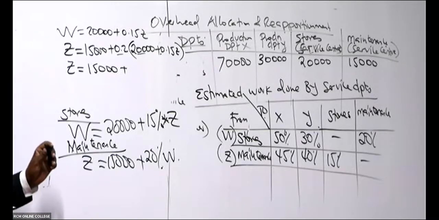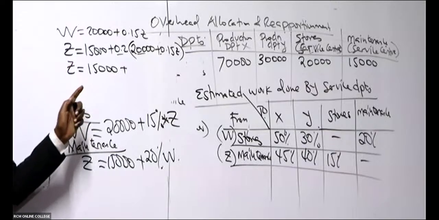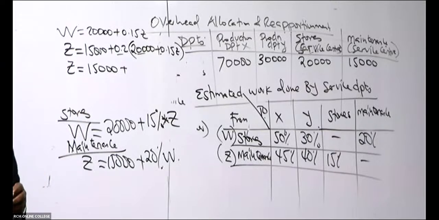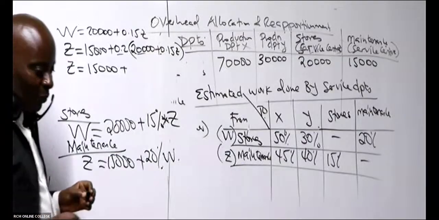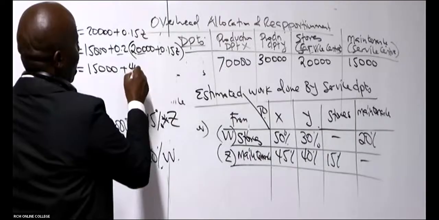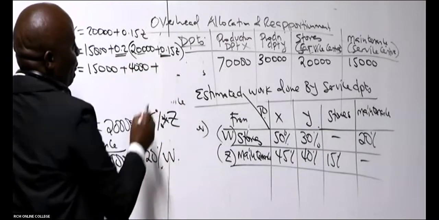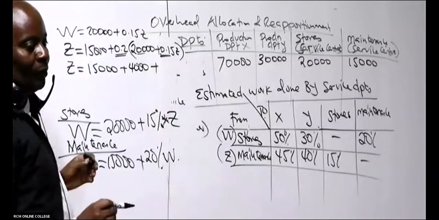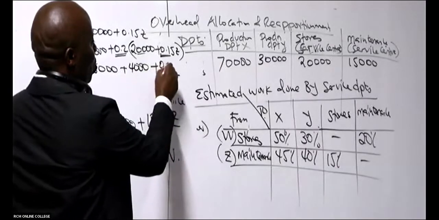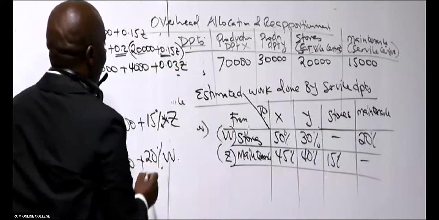Blah, blah means multiply, isn't it? So 0.2 times 20,000, that gives me what here, somebody? 0.2 times 20,000, that gives me 4,000, isn't it? 4,000. Yeah. Plus, how about 0.2 times 0.15? 0.03. 0.03 Z, like that.